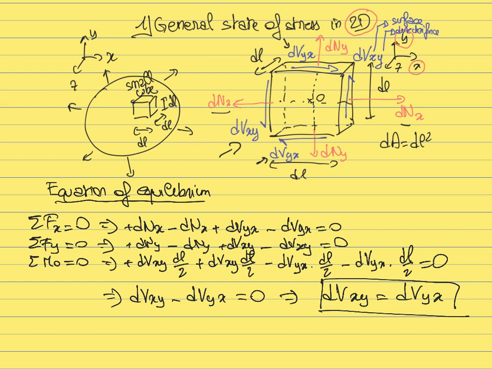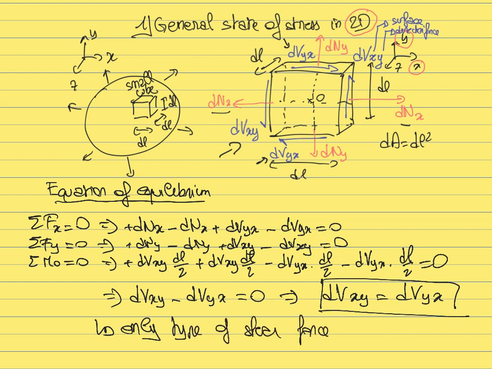This is an important relationship because it's telling us that in 2 dimensions, for a body that is at equilibrium, there is only one type of possible shear force. The shear force that is applied horizontally on the top or the bottom surface has to be equal to the shear force that is applied vertically on the right and left surface. So there is only one type of shear force in 2 dimensions.